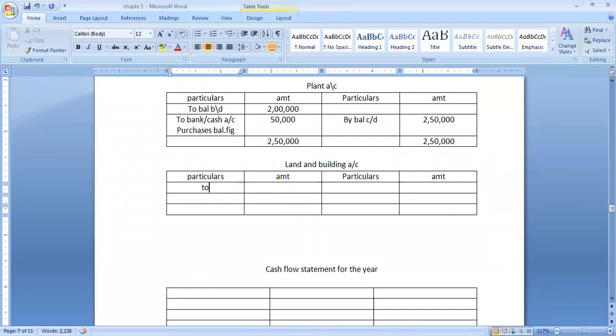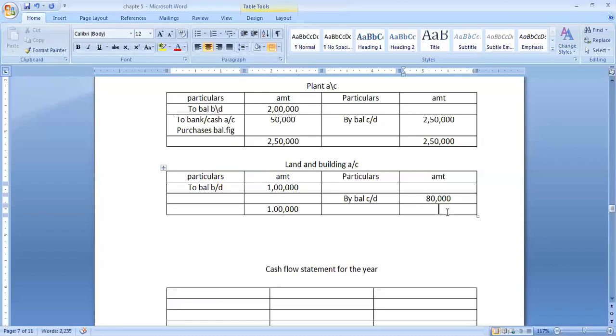So separately prepare a to balance brought down. So what is the value of land and building? So land and building value is given as 1 lakh. So again, there is also by balance carried down. So what is the value of carried down? It is 80,000. Okay. So what will be the total? It is 1 lakh.